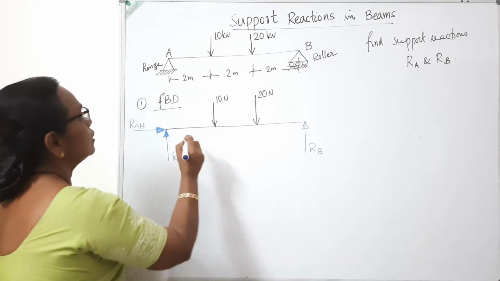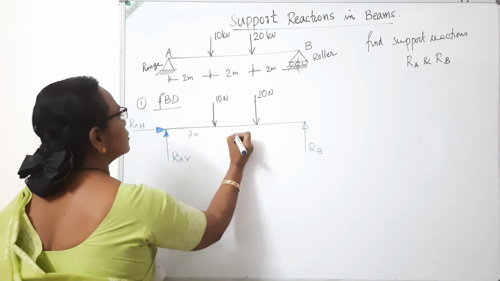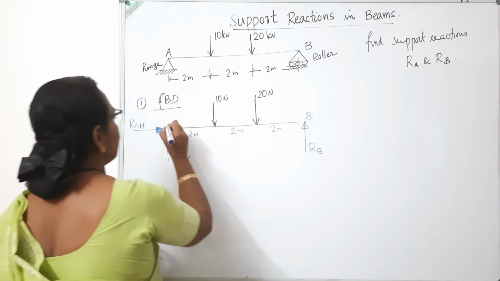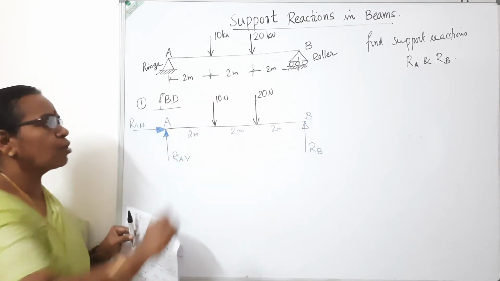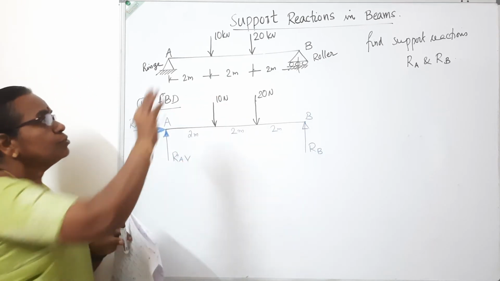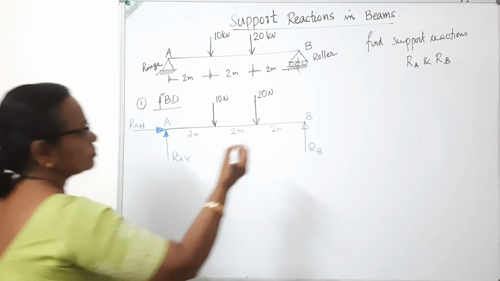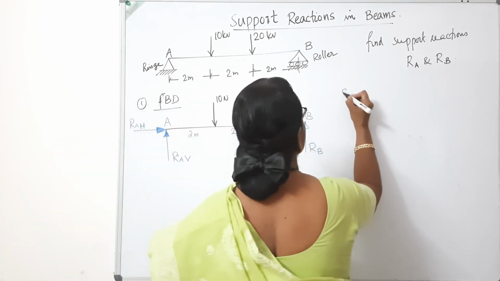Now the distances are 2 meter, another 2 meter, and another 2 meter. This is point B. This is point A. So this is the free body diagram. This is the original structure. Now let us apply the second step. Step 2.